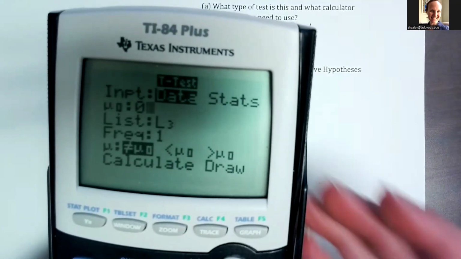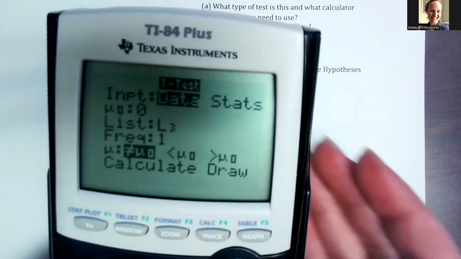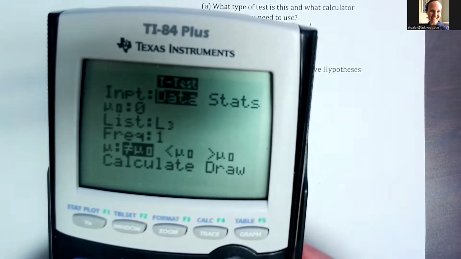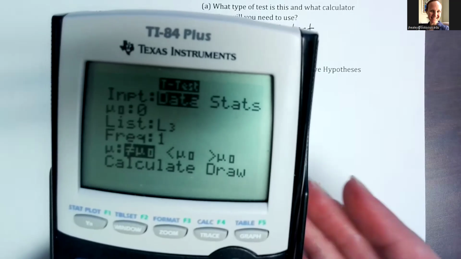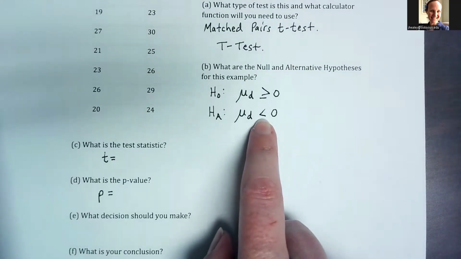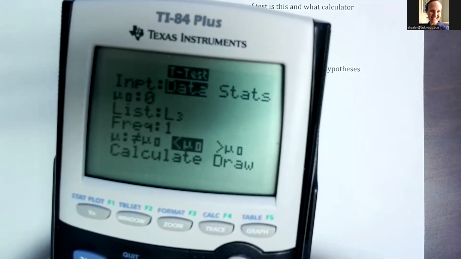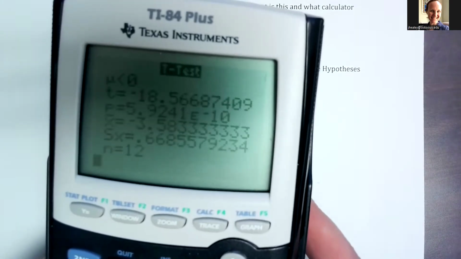And then for the list, mine already popped in L3. If yours doesn't have L3, you'll want to enter L3 there. For frequency, we want it to stay 1. And we don't want to keep not equal to this time. We want to use the less than for the alternative hypothesis. So I'm going to arrow over to the middle choice and then hit calculate.